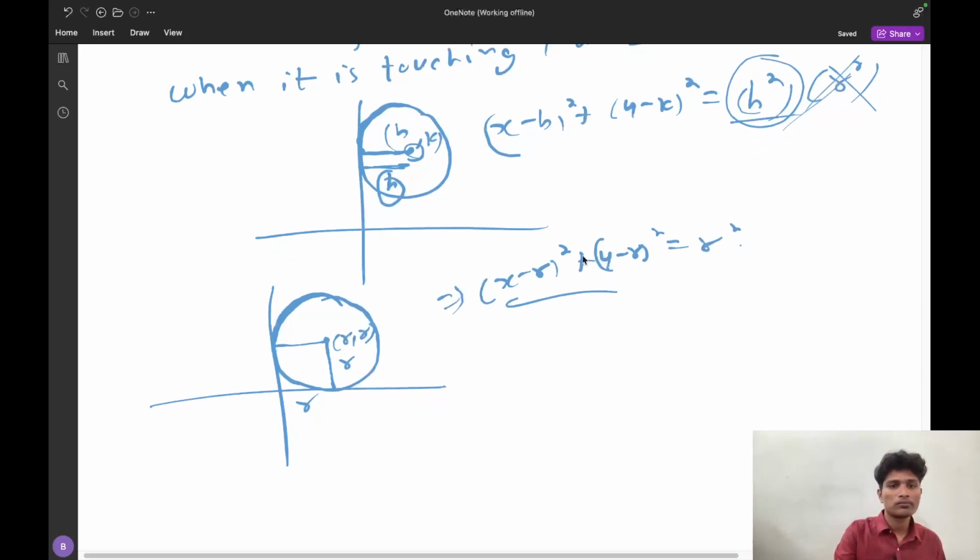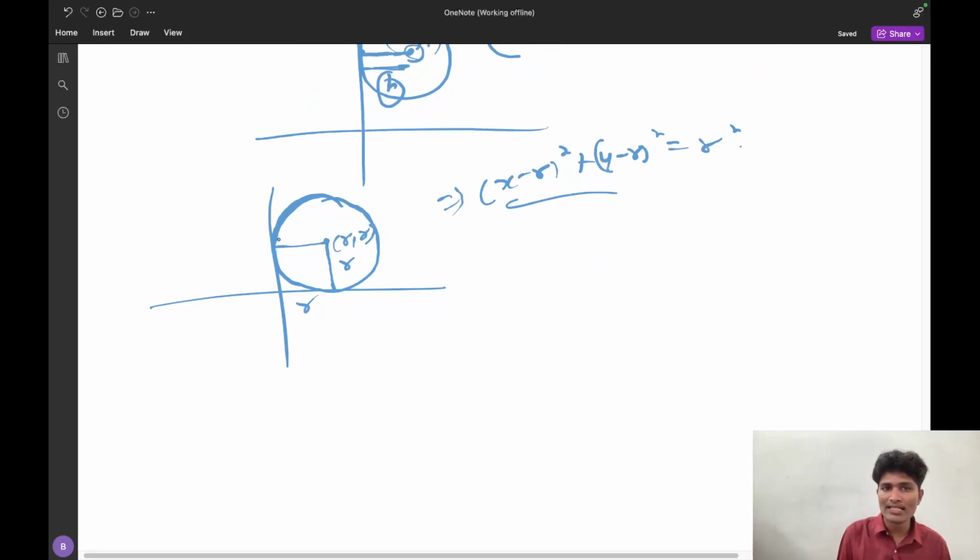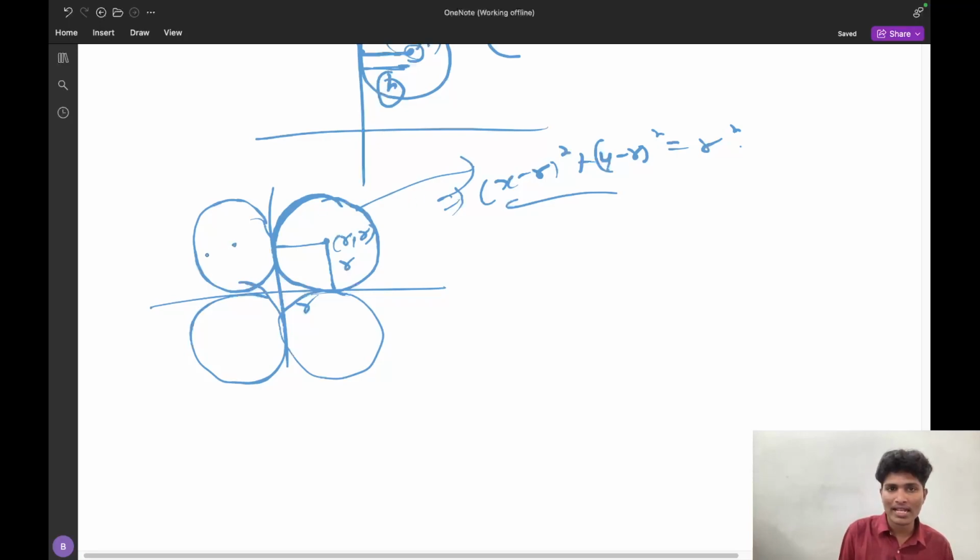This is the thing, and this can be anything. Both axes can be touched like this, like this, like this also. So what is changing here? The center. If it is in the first quadrant, the answer will be this one. And if it is in the second quadrant, the center will be minus r comma r. There you will get (x plus r) whole square plus (y minus r) whole square is equal to r square.